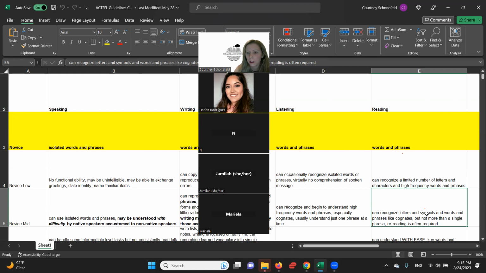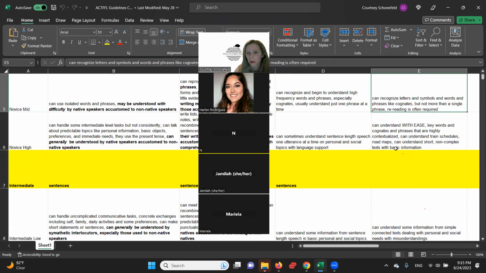Novice mid, letters and symbols and words like cognates. So just like for listening, right? But not more than a single phrase. Rereading is often required. And then once we get to novice high, they can understand with ease keywords and cognates and phrases that are highly contextualized, even like things like train schedules. But it has to be short, non-complex text with basic information.